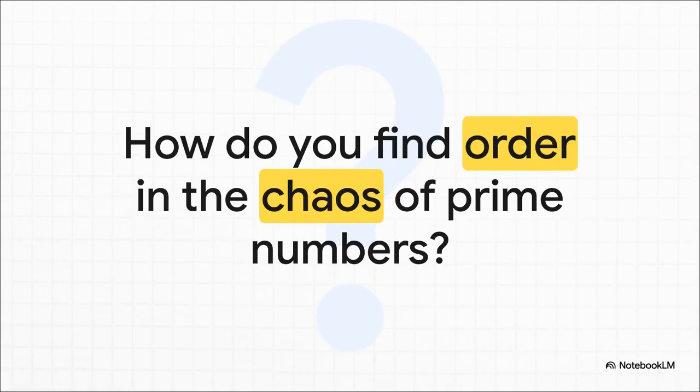Prime numbers. I mean, they're like the basic building blocks of all numbers, but they seem to pop up almost randomly. There's no simple, neat formula that just tells you what the next one's going to be. For centuries, this beautiful chaos has been one of the biggest challenges in all of math. So, how in the world do you even begin to map a territory that looks like it has no rules?